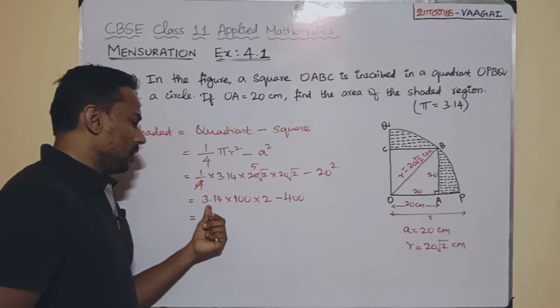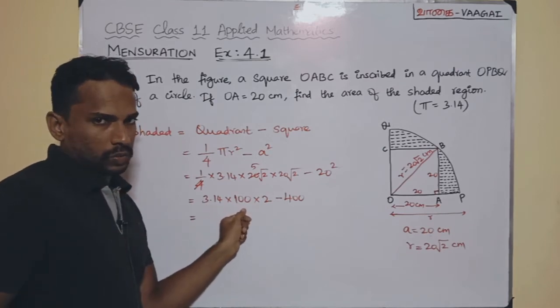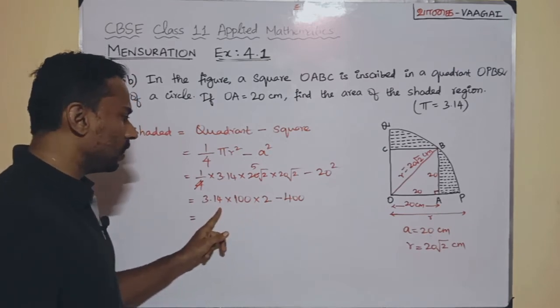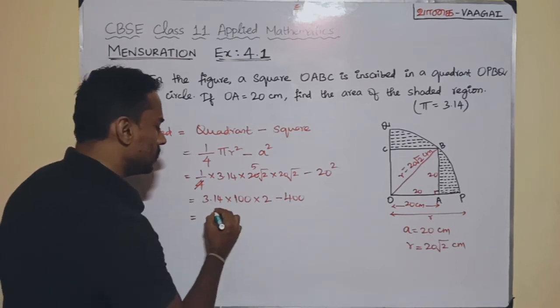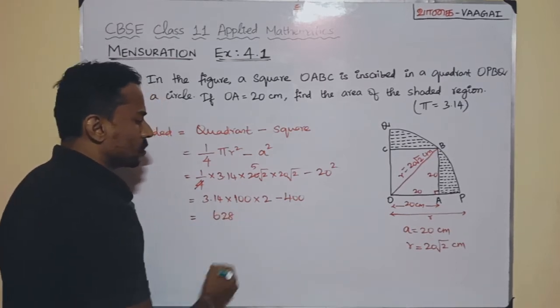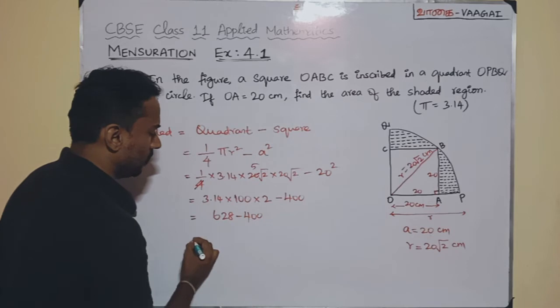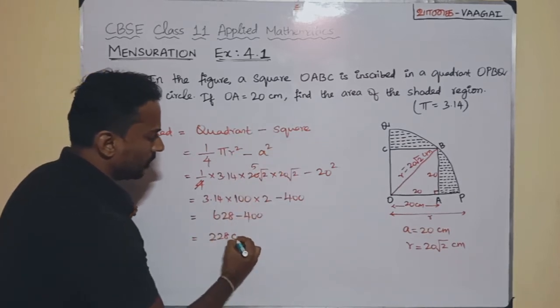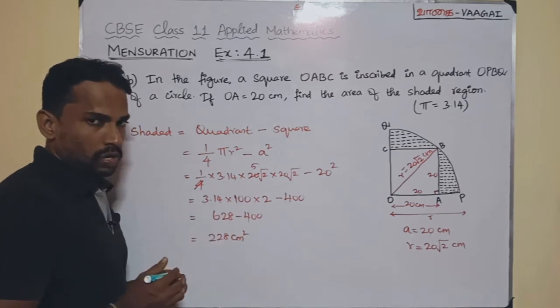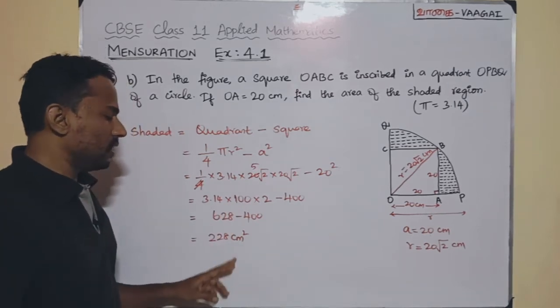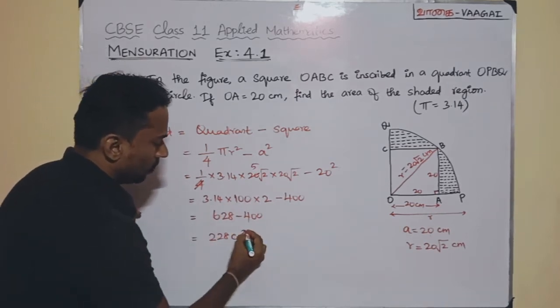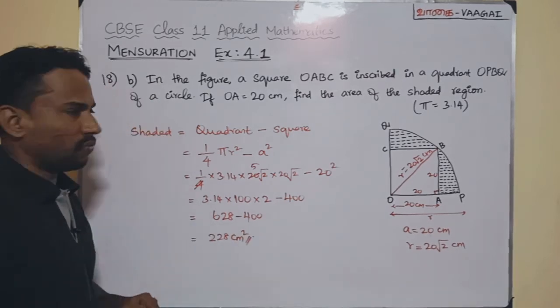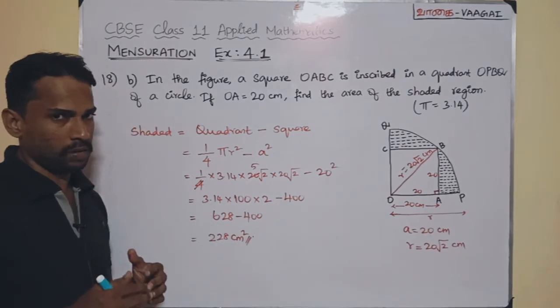I can multiply 3.14 into 100. This will give you 314. Now 314 into 2 will give you 628. Very simple, right? So 628 minus 400 will finally give you 228, and of course the units will be centimeter square. So we are finding the area. So units will be 228 centimeter square, and of course, yes, this is going to be the answer for your question number 18, subdivision B.